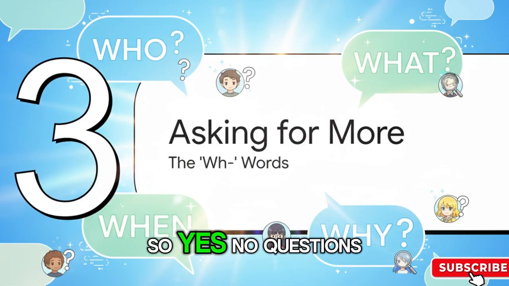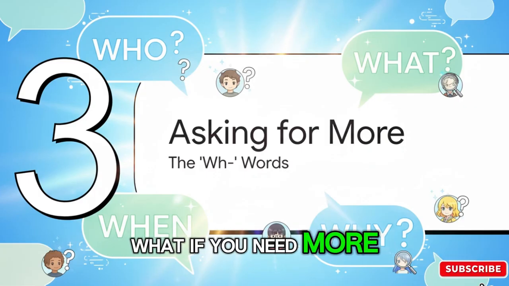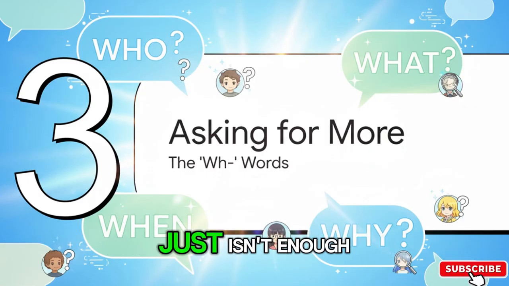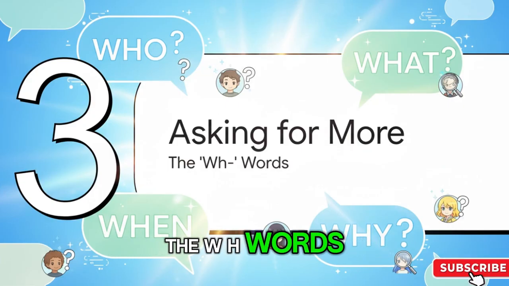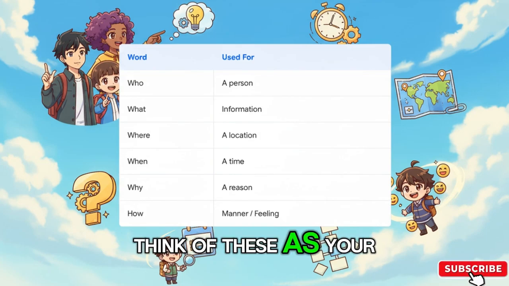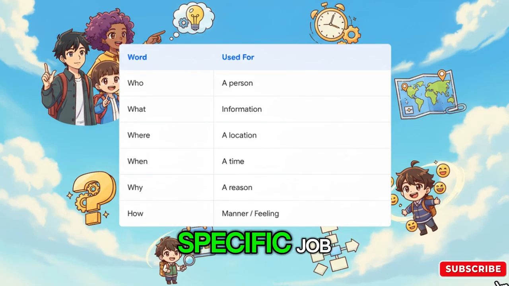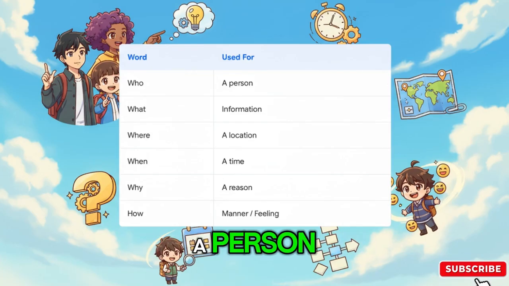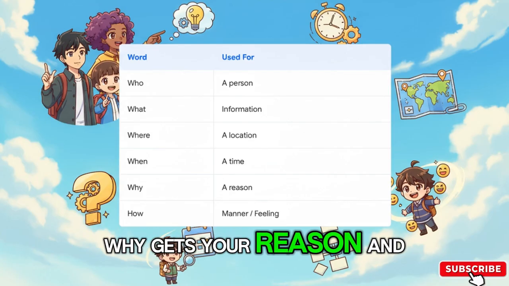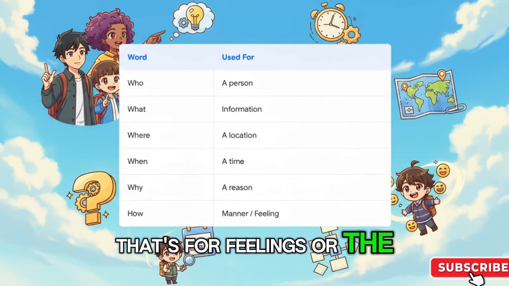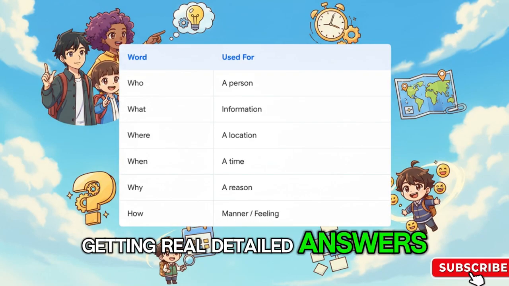Awesome! So yes-no questions, we've got those down. But what if you need more info? What if yes or no just isn't enough? Well, that's where our new best friends come in, the WH words. Think of these as your information-seeking power tools. Each one has a very specific job. Who is for a person, where is for a place, when is all about time, why gets your reason, and how, that's for feelings or the way something is. These are the keys to getting real, detailed answers.